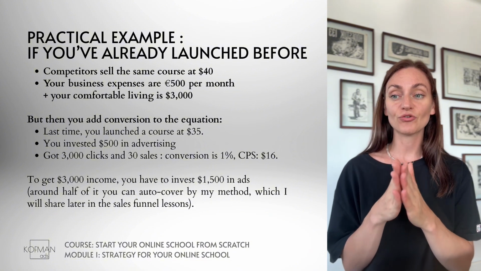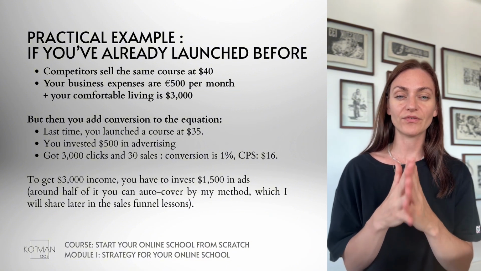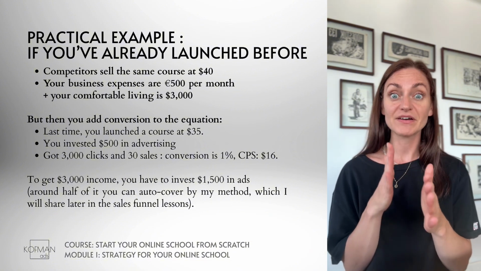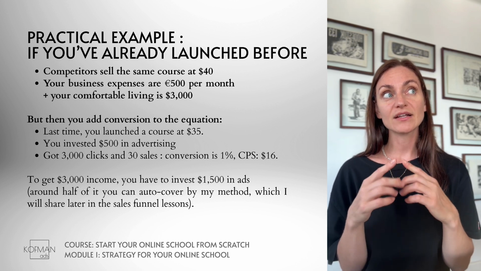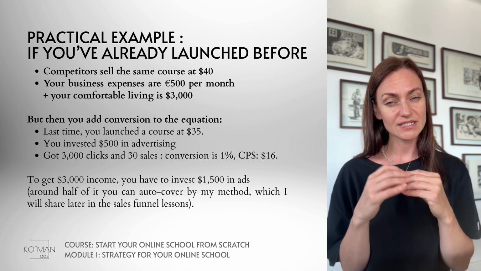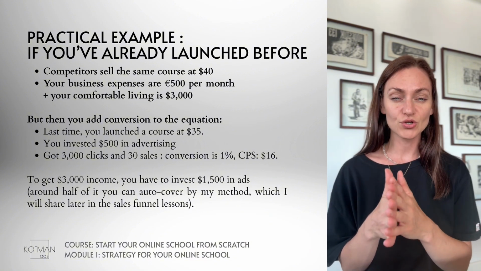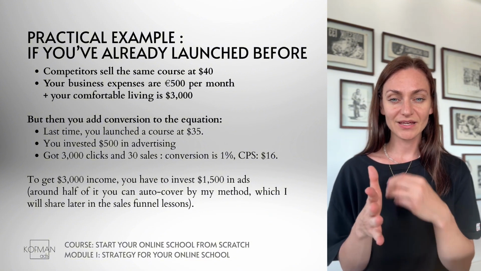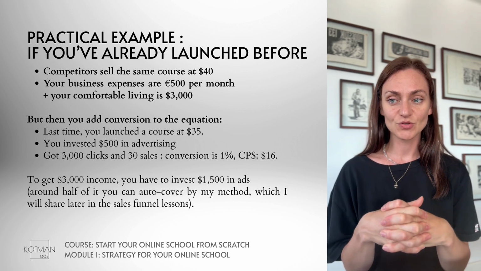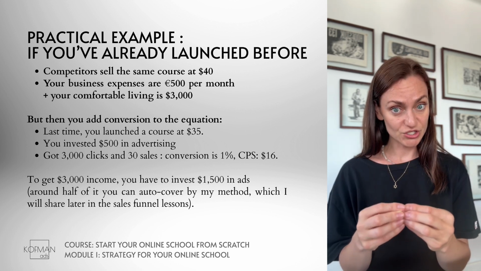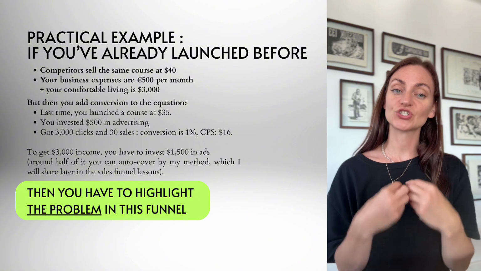To get 3,000 of income, you have to invest 1.5 in your advertising. This is a very bad conversion rate. It's a lot to invest. It's like X2. So basically, you can't probably cover auto finance completely, but at least half of that cost you can normally cover by the profit maximizers. I'm going to show you in the next lessons how to do that. But still, now you know your conversion. And this is when you start to check for the problem.